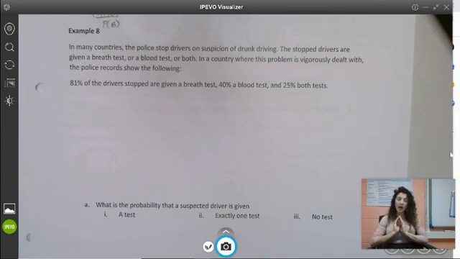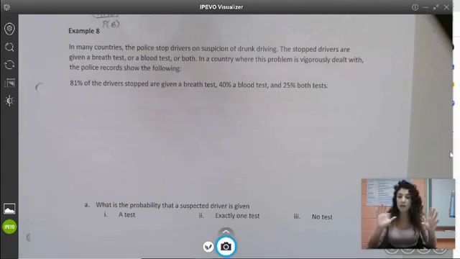So let's talk for a second about how we can visually represent probabilities. We've done a lot so far with representing probabilities as tree diagrams.